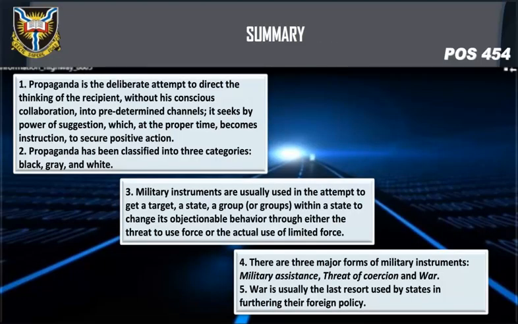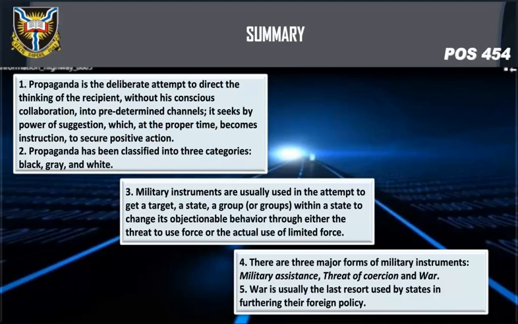Summary: propaganda is a deliberate attempt to direct the thinking of the recipient without its conscious collaboration into predetermined channels. It seeks by power of suggestion, which at the proper time becomes instruction, to secure positive action. Propaganda has been classified into three categories: black, grey, and white.